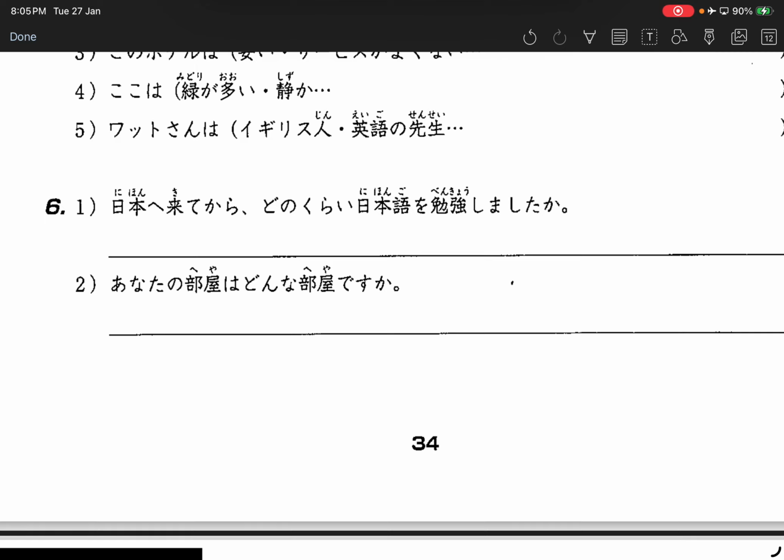Any other answers that are interesting or you want to check with me? Or too shy to share? Yes, Raymond, you want to share? Number 2, あなたの部屋はどんな部屋ですか? Very short, okay? You can share and I'll share. Which one? Your room. あなたの部屋はどんな部屋ですか?